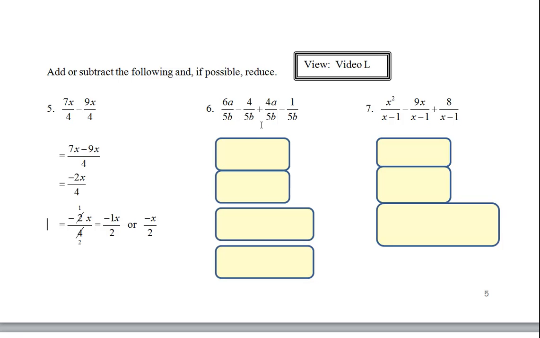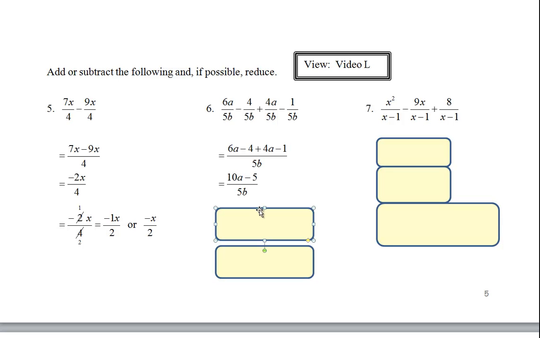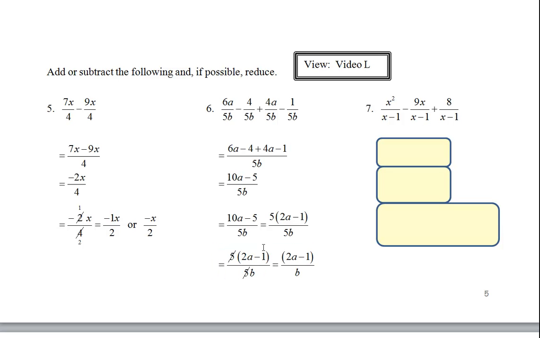This one, I see a common denominator. So let's go ahead and combine all those numerators. Combine like terms. So it looks like 10a minus 5. But if you'll notice, I've got myself a binomial, and I could factor a 5 out. Okay? And now I get to cancel. So it looks like I should end up with 2a minus 1 over b. Remember, I like the canceling thing.